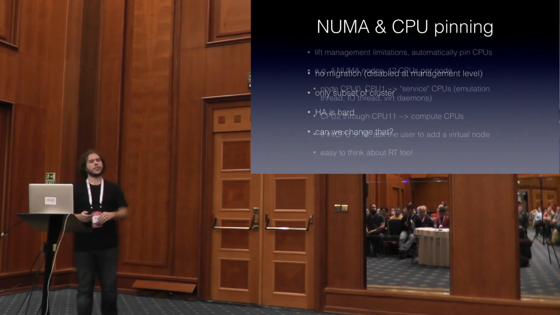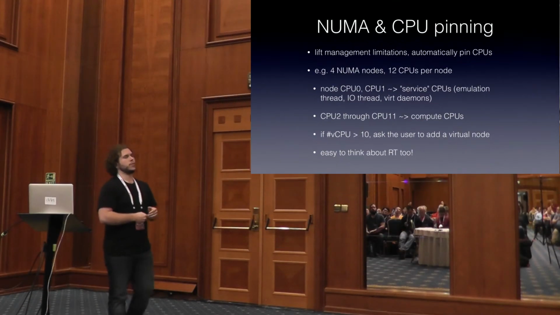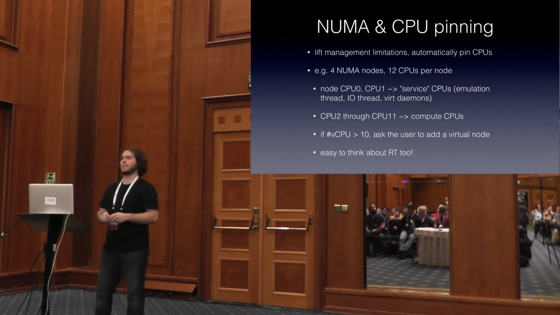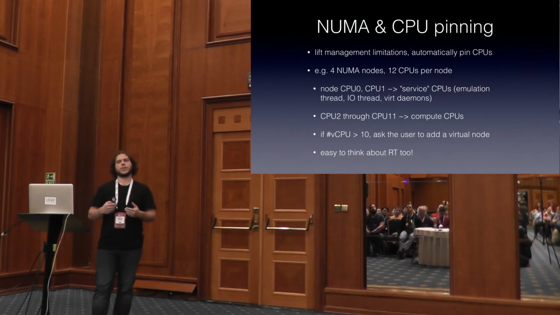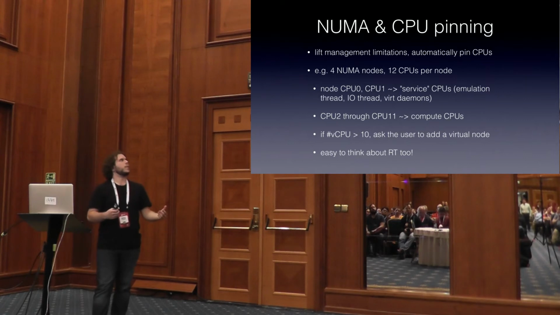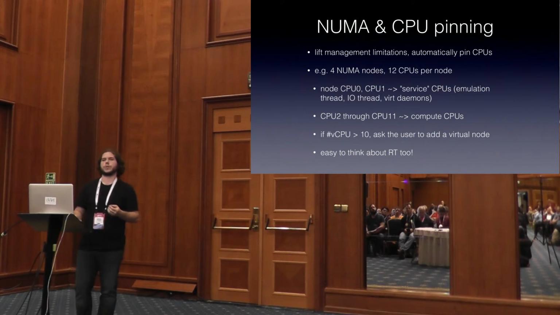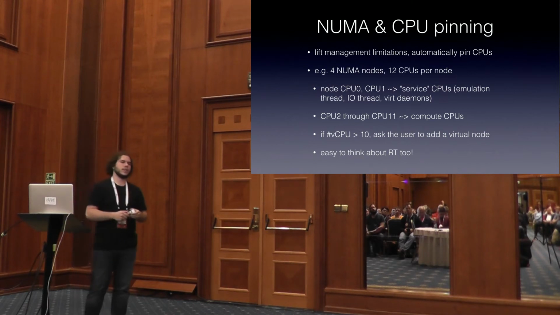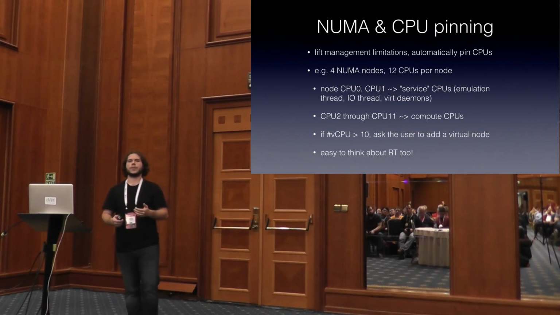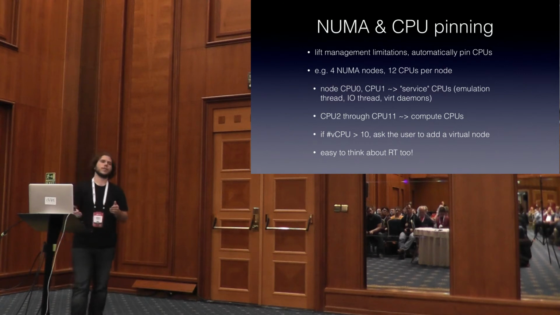The question is, can we change that? And it turns out there are approaches to do that. First is, of course, obviously lifting the management limitations. But then the pinning could be done in some kind of algorithmic way. So we have this example here of a pretty beefy host with 4 NUMA nodes and 12 CPUs per NUMA node. In that case, we have borrowed an idea from real-time KVM, where you reserve a portion of the CPUs in each NUMA node for some kind of service tasks.